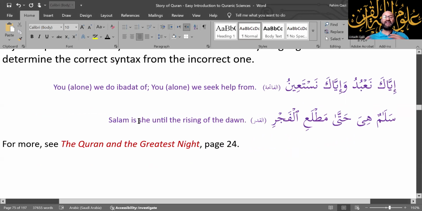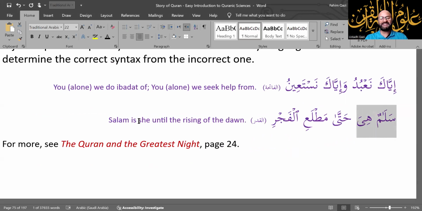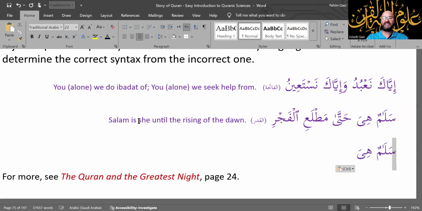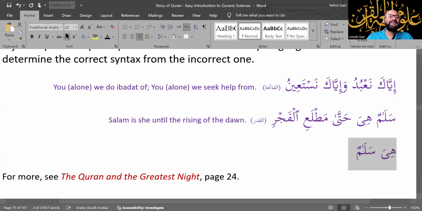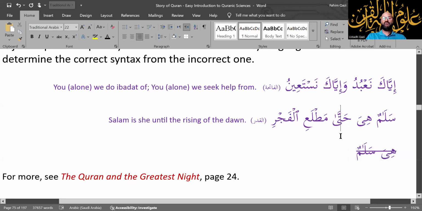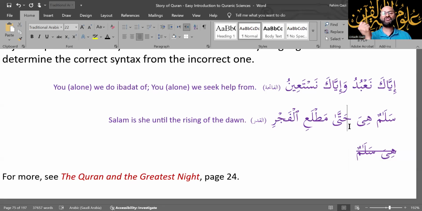She is, Allah did not say hiya salamun, right? What is the normal syntax? The normal syntax is to say hiya, she, salamun, right? But he did not say that because Allah wanted to create this idea of what they call in balagha al-hasr or al-qasr. He didn't say hiya salamun. He didn't say she is salam. He said salamun hiya.